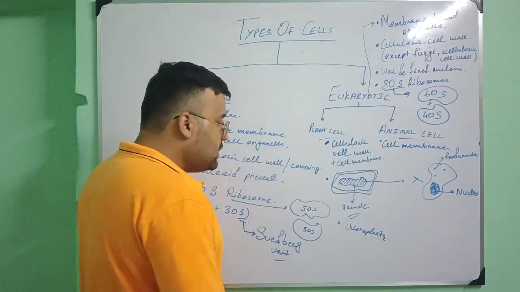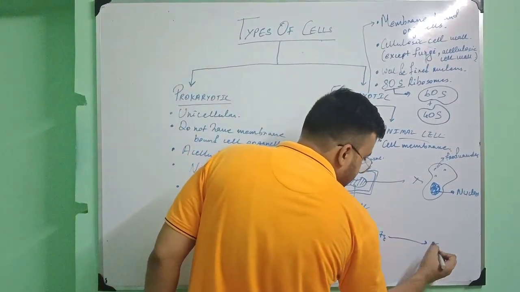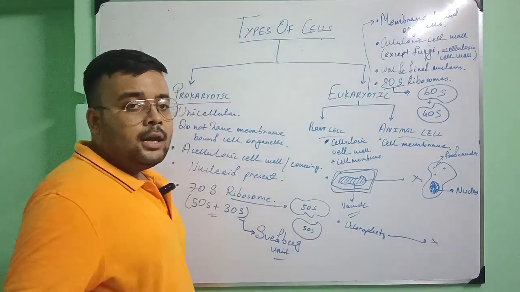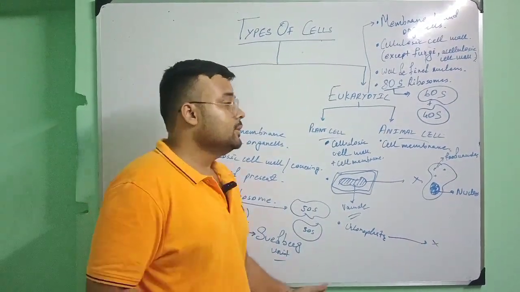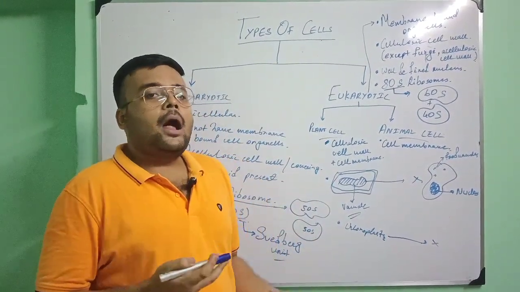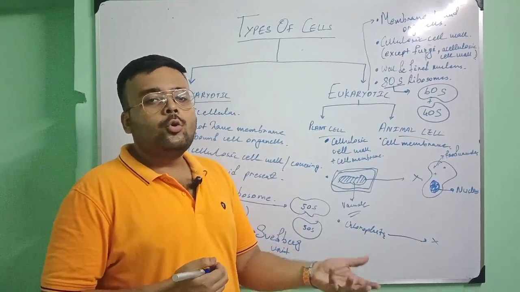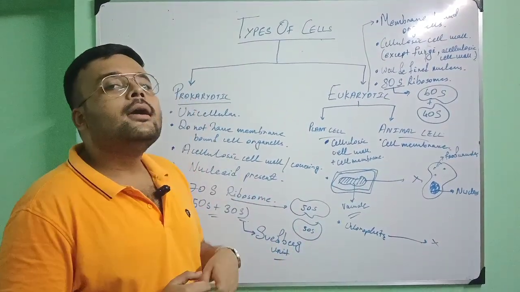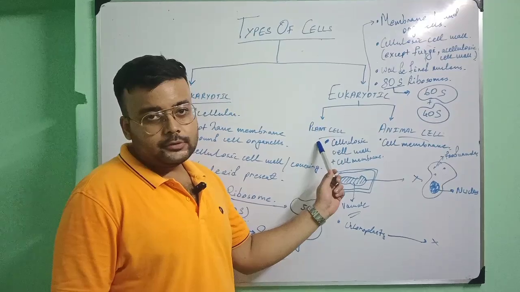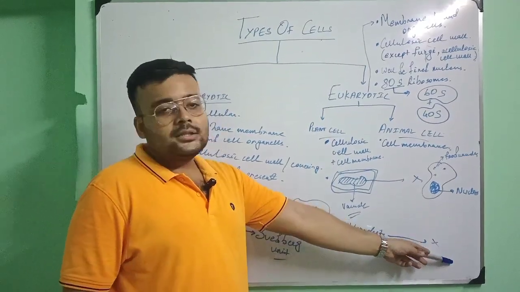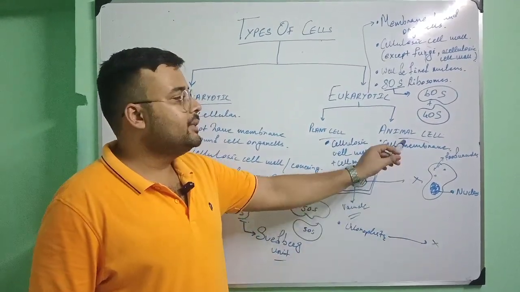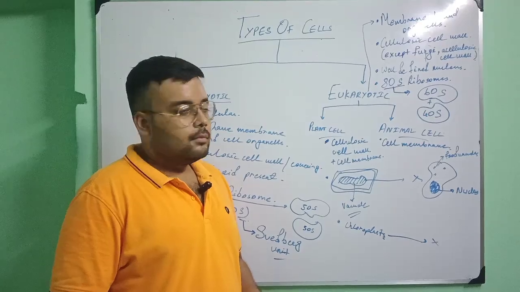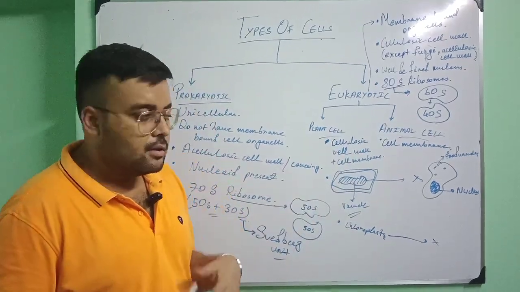Chloroplasts, which is absent here. Chloroplasts contain chlorophyll, which helps a plant to make its own food through photosynthesis. That is why plants are known as autotrophs. But since chloroplasts and subsequently chlorophyll are absent in animal cells, they are termed as heterotrophs.